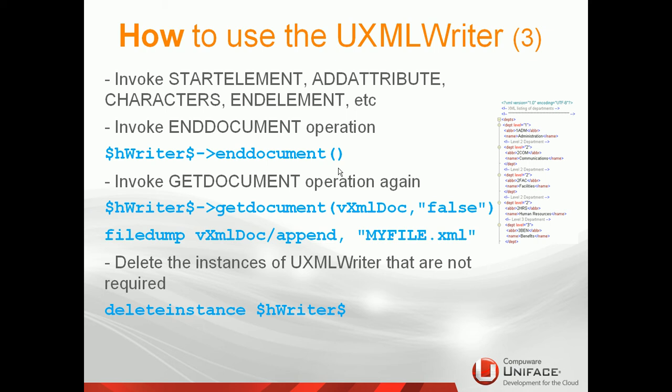After the data is manipulated as required, you need to call the end document operation, which will end the XML document, closing all open tags. The get document operation is called again. The XML text constructed up to this point is copied to the XML document parameter, which can then be stored in a database or dumped or appended to an XML file using file dump.